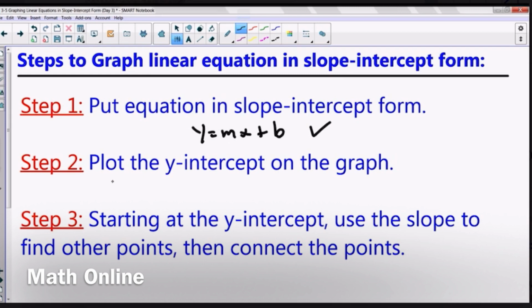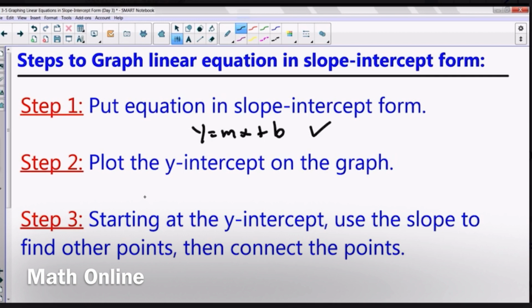Now, step number 2, we got to plot the y-intercept on the graph. The y-intercept is known as the starting point or the initial value. Why is it known as the starting point or the initial value? Well, because that's the first thing you want to plot on your graph. That's the first thing you want to plot on a coordinate plane, right? So that's why it's called the starting point or the initial value. So we will plot the y-intercept on the graph, and we need to understand this as well and not make a mistake. The y-intercept is always placed on the y-axis.